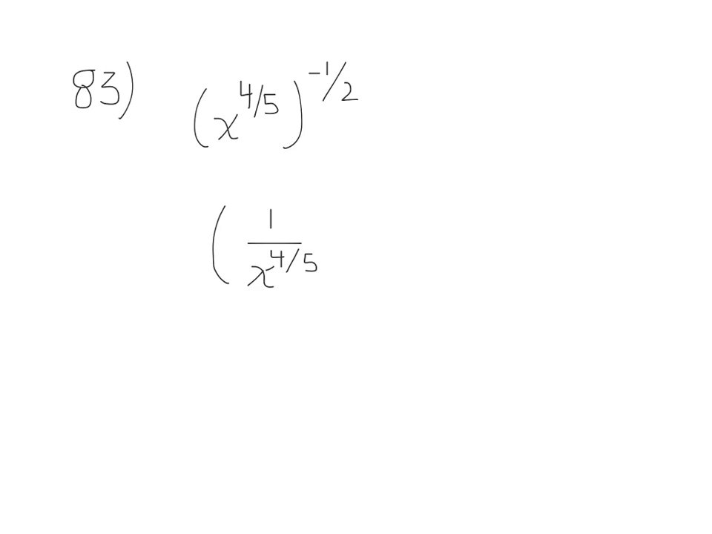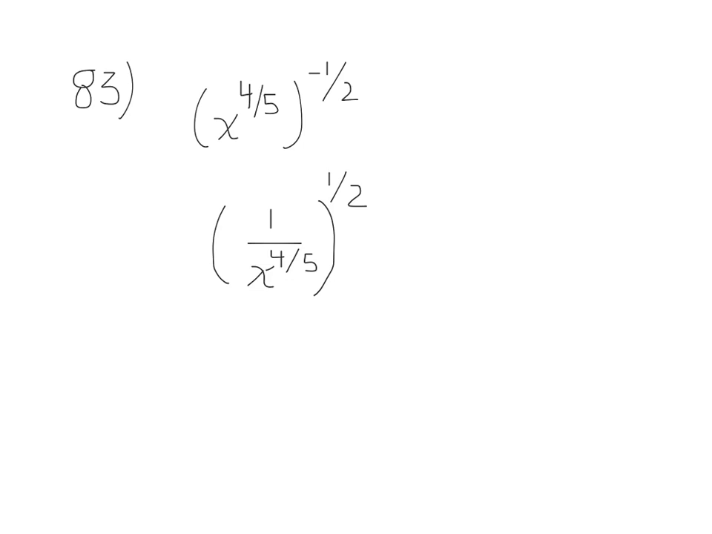So write it as 1 over x to the 4/5 power. And now it will be to the positive 1/2 power. Again, that negative exponent doesn't make the base negative, it makes the base flip. So x to the 4/5 over 1 becomes 1 over x to the 4/5.